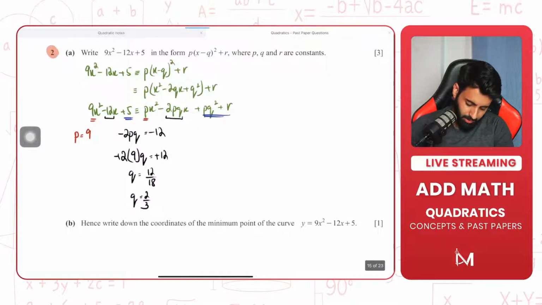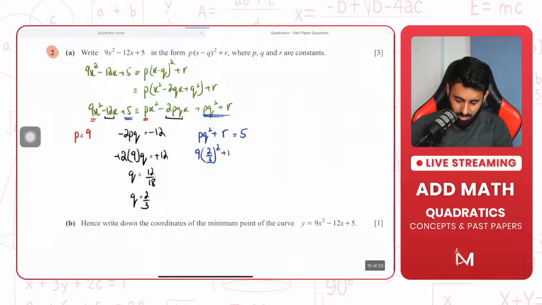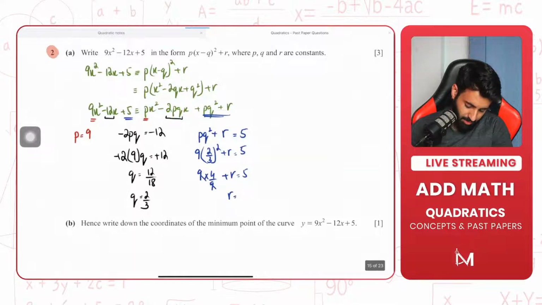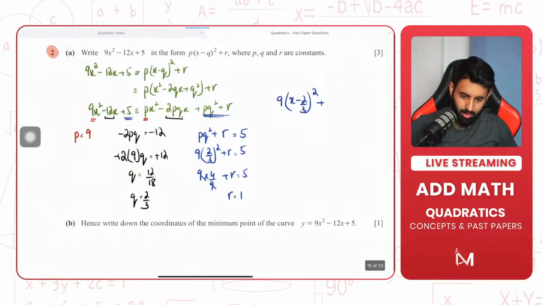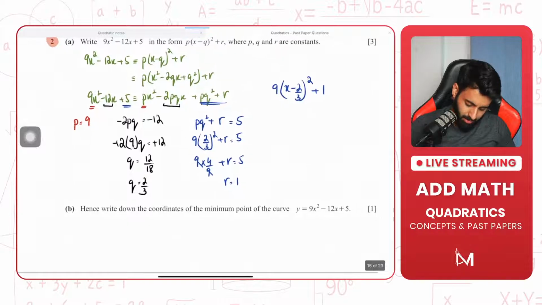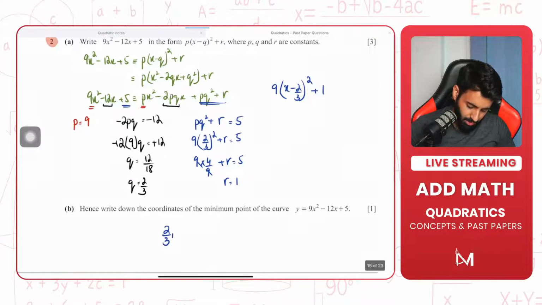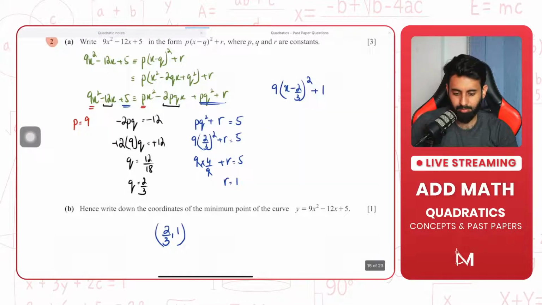Then you look at the constant, which is pq square plus r on the left hand side and 5 on the right. So p is equal to 9, q is equal to 2 upon 3, the whole thing square, plus r, which is equal to 5. So that means 9 into 4 upon 9 plus r equals 5. So we cross this out, and r is equal to 5 minus 4, which is equal to 1. And there you go. Now we know it's equal to 9 into x minus 2 upon 3, the whole thing square, plus 1. Now what are the coordinates of the minimum point? The coordinates of the minimum point will be 2 upon 3, comma 1. And there you go. That's the answer.